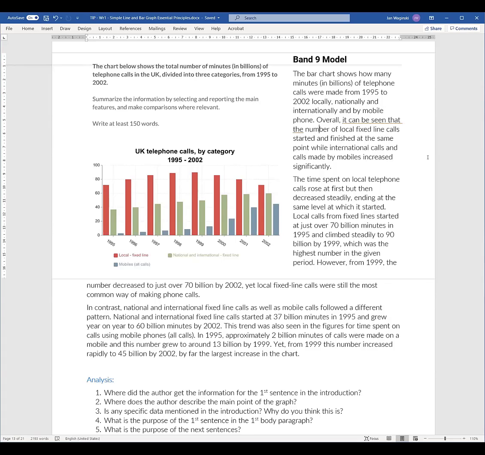Here it can be seen that the number of local fixed lines started... finished on it. And the way you signal that this is your general overview, you can start by saying overall, you can start by saying generally speaking, you can start by saying in general. Okay, and that signals that that's your general overview.